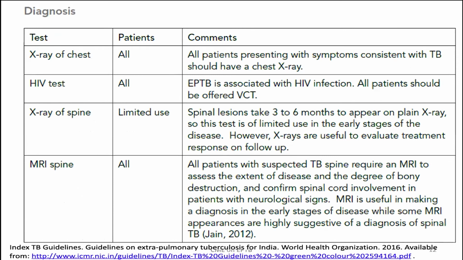So what should we do? What are the investigations that can be done? The first one is the chest X-ray. The INDEX-TB guideline suggests that you should do a chest X-ray in all patients with suspected or confirmed spinal tuberculosis, because there could be an associated pulmonary tuberculosis which can be easily missed if you do not take a chest X-ray. So in all patients, one should take a chest X-ray.